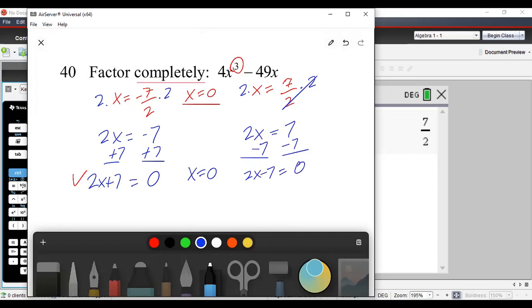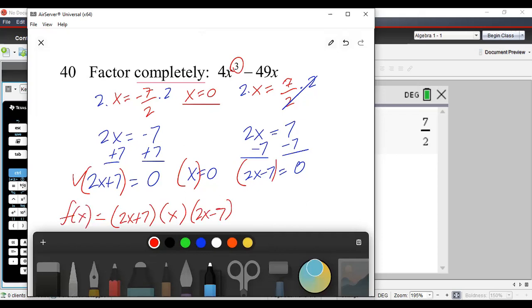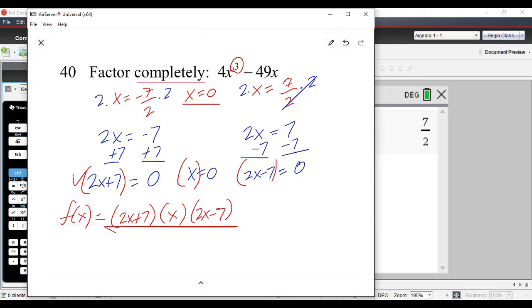Now, factors. You're just going to take this, multiply times this, multiply times this. And now it's factored. So it's going to be 2x plus 7 times x times 2x minus 7. This is completely factored. That's what they want you to be able to do.